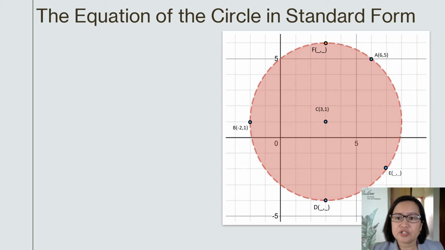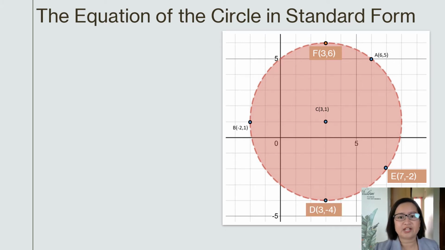In the illustration, you can also see 5 points. We have point A with coordinates (6, 5), point B with coordinates (−2, 1), and points D, E, and F whose coordinates have not been identified yet. Can you identify the coordinates of these points? Yes, you are correct that F has coordinates (3, 6), point E has coordinates (7, −2), and point D has coordinates (3, −4).